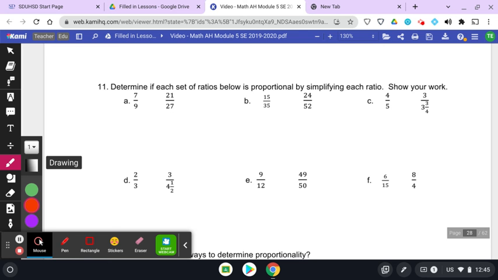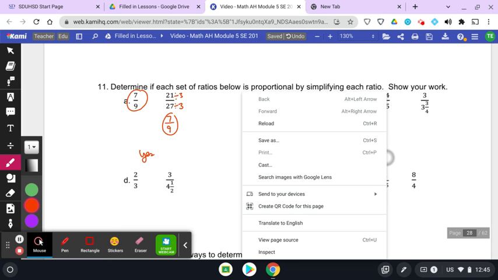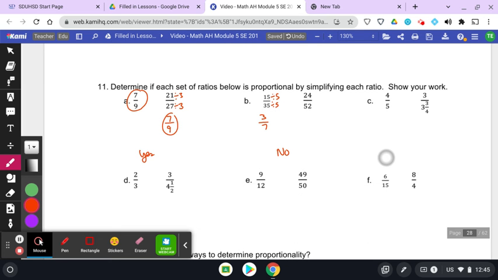Okay, so on A, you should have gotten yes. Here I can divide by a factor of 3 to get me back to 7 over 9. So those are matching. Okay, over here I should get no. Here this is divisible by a factor of 5, which gets me to 3/7. And this one is divisible by a factor of 4, which gets me to 6/13, and those are not equal.